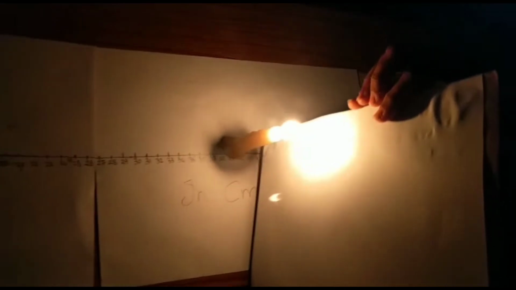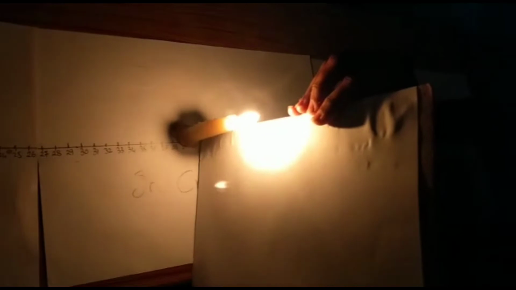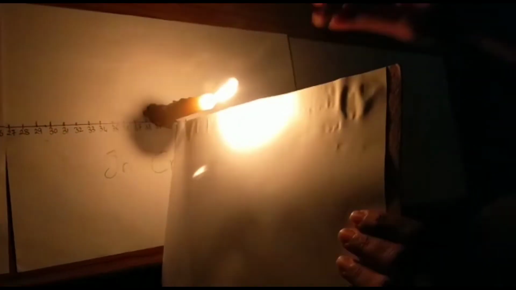Now let's check the nature of the image. When the object is on C, then the image is also on C. See, we got a same-sized and inverted image in this case.